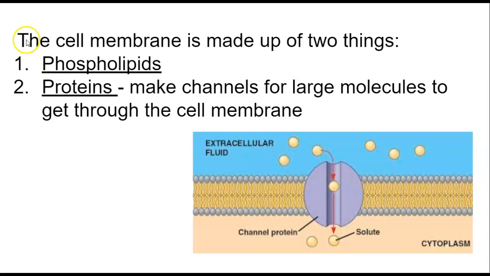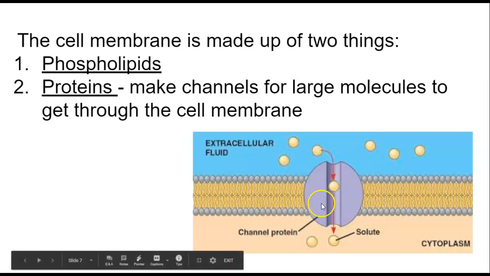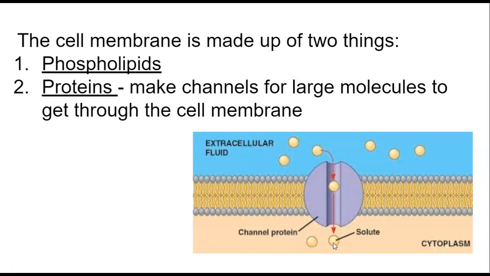All right, so we said the cell membrane is made up of two things. I told you phospholipids. Now I need you to write number 2. Number 2 is proteins, okay? Take a look at this purple thing. This is a protein. What's it doing? It's making a channel for big molecules to get through the cell membrane. So go ahead and write that down, number 2. You already have number 1 written.